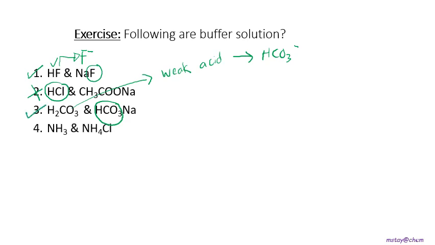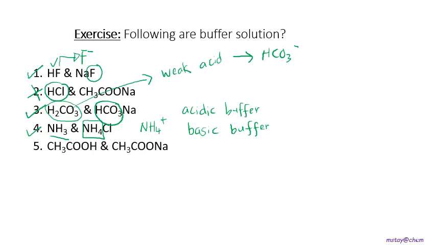Fourth solution, NH3 is a weak base. And then the conjugate for NH3 will be NH4 plus. So the salt also contains its conjugate. So this is a buffer solution. The difference between the third solution and the fourth solution is that the third solution consists of H2CO3, which is a weak acid. So this one we know is an acidic buffer solution. While the buffer solution which contains NH3 ammonia is a base, so we will consider it a basic buffer solution.